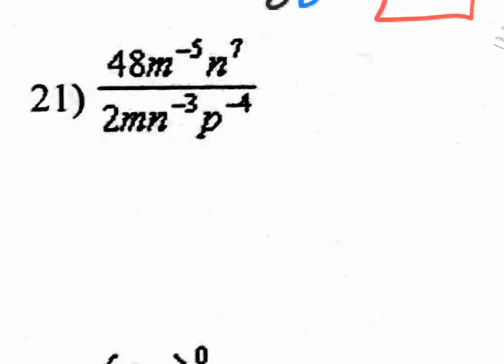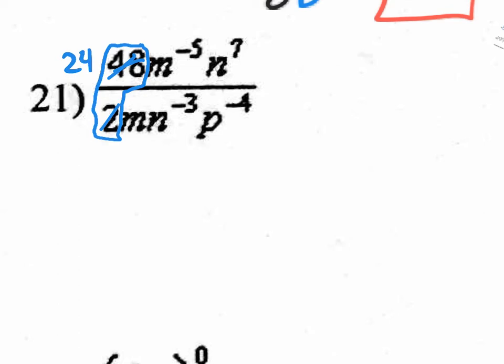Number 21. Again, I like to start by looking at the coefficients. There's a 48 up here and a 2 down here. So 48 divided by 2 is 24, and that would be left over up on top. So I want to scratch it out and put a 24 up here, because 48 divided by 2 is 24, and it is on top.